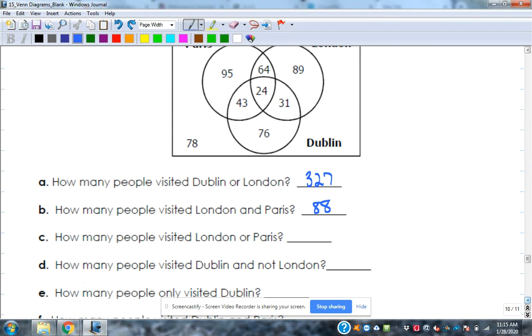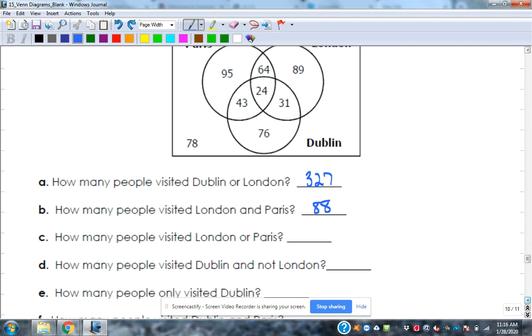Carson, go ahead. What is 78 go to? That's people who didn't go to any of those 3 cities. They went somewhere else in Europe, I guess. They went to other cities. That's where that 78 that's hanging out there is at.